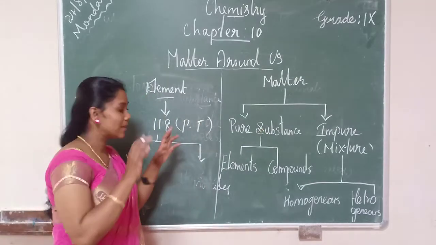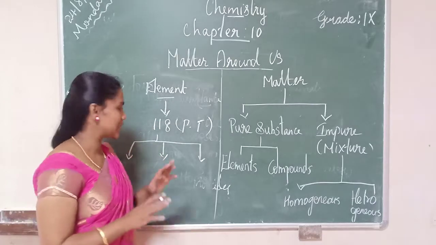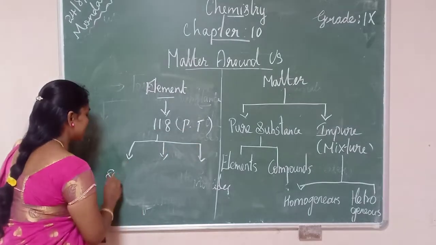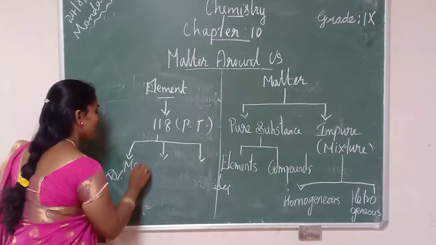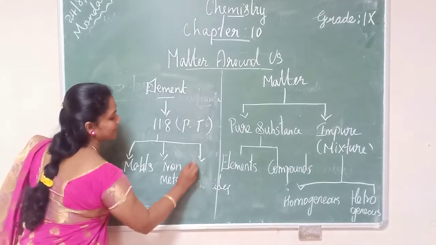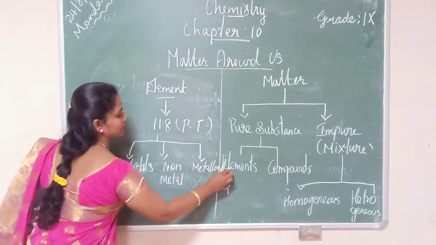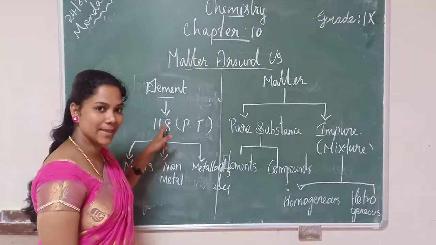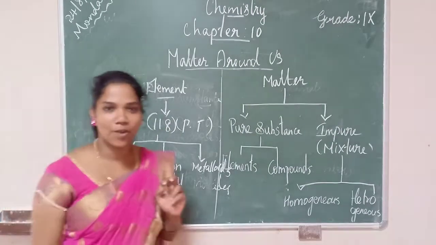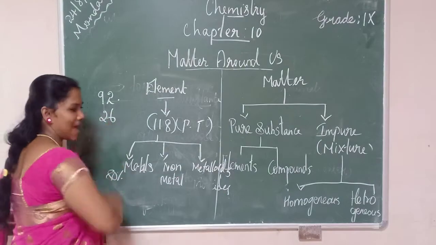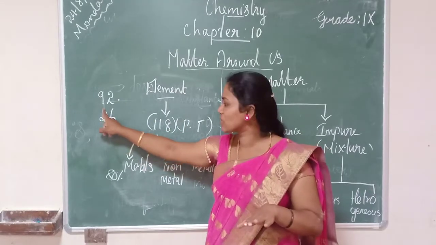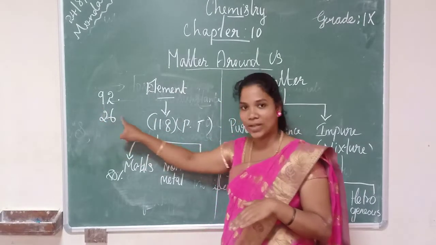In the periodic table, 118 elements have been depicted so far. Among that, 80% of the elements are metals. The remaining 20% are non-metals and metalloids. Among these 118, 92 are found naturally and 26 are man-made. So out of 118 elements, 92 are naturally found in the atmosphere. The remaining are man-made, that is 26. Totally 118.